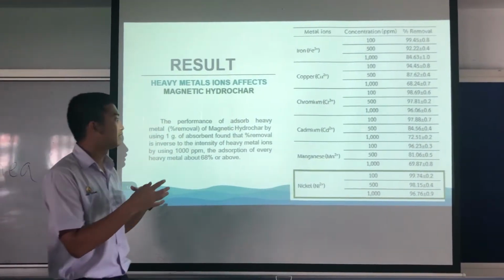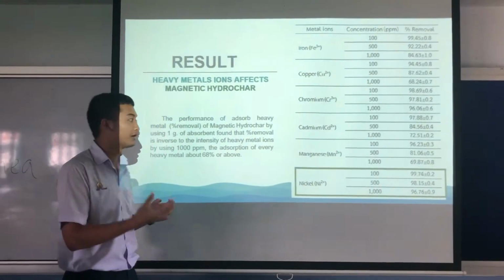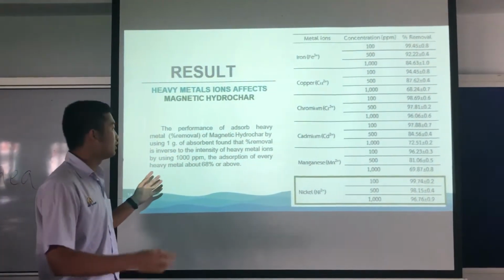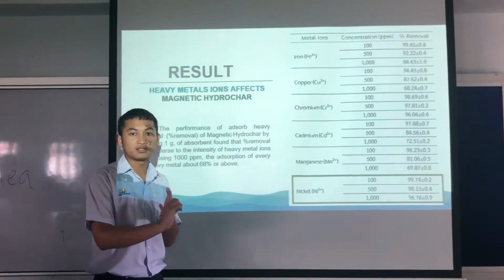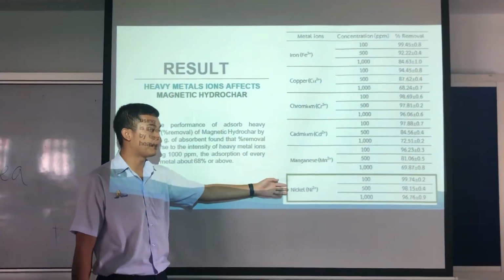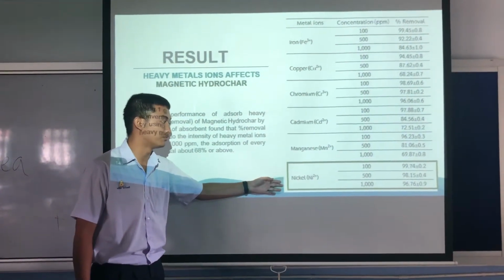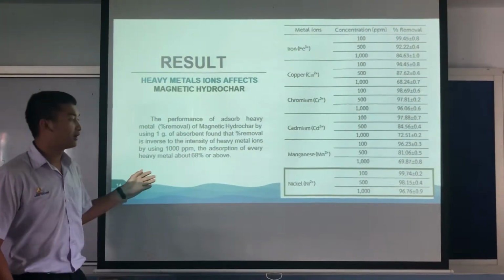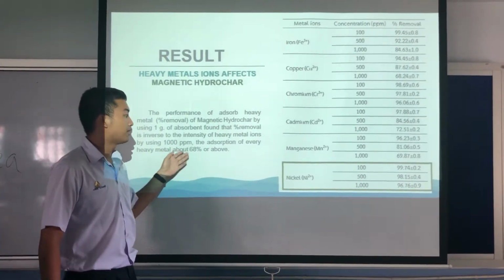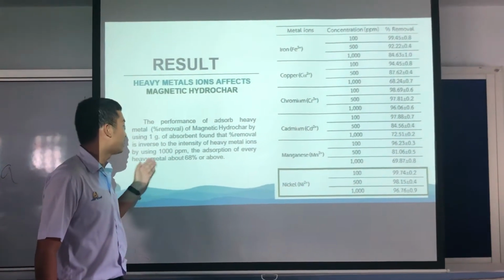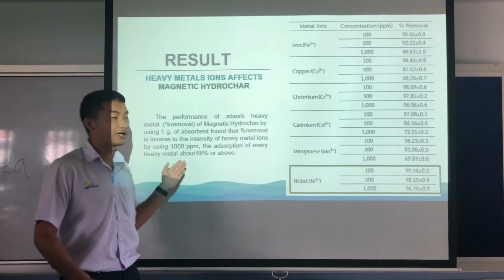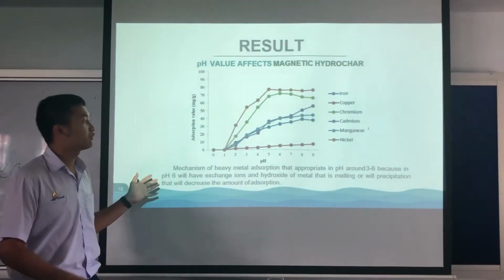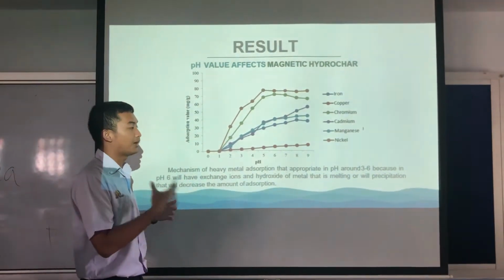Firstly, we tested the performance for adsorbing heavy metal ions at lab scale. We tested three concentrations: 100 ppm, 500 ppm, and 1000 ppm. At 1000 ppm, our magnetic hydrochar can adsorb about 68% or above of every heavy metal ion.